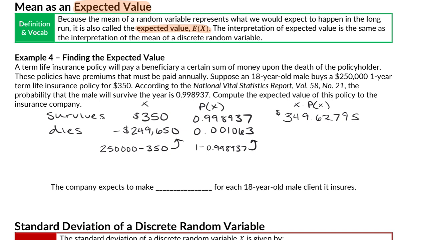If we do the money that the insurance company would have to pay out if he dies, times the probability that that happens, that would end up being, if you trust me, negative 265.37795. And since our formula for the mean of this simple random variable is literally just the sum of these two things, all we're going to do is add those two numbers together. And if you trust me, this ends up being $84.25.